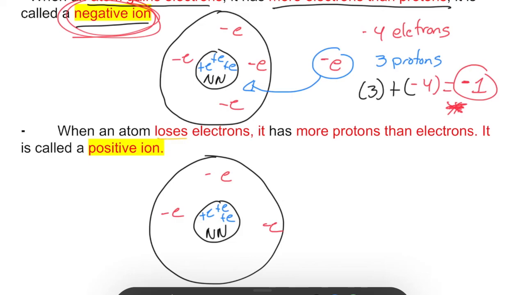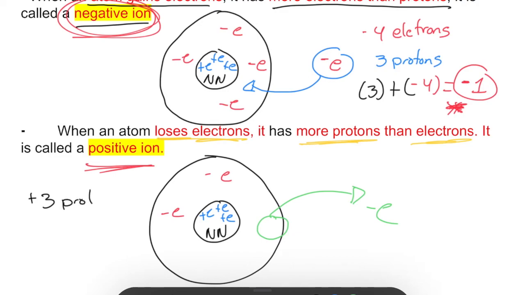When an atom loses electrons, it has more protons than electrons, it's going to be called positive ion. And let's see what happens right here. If this electron that is right here goes out of the atom, that means we lose 1 electron. And now we want to calculate what is the charge of the atom. We have 3 protons. This doesn't change, remember, because they cannot go out.